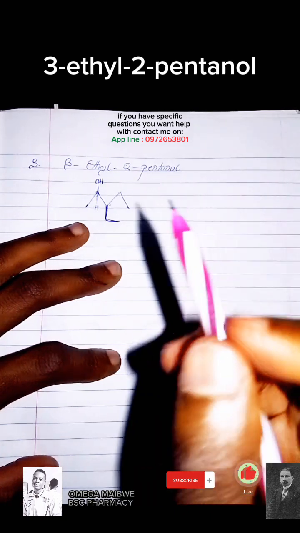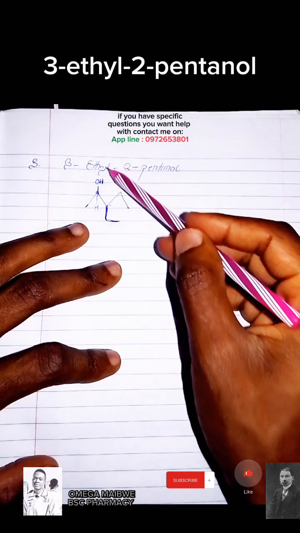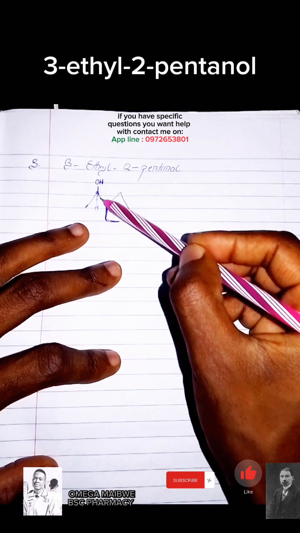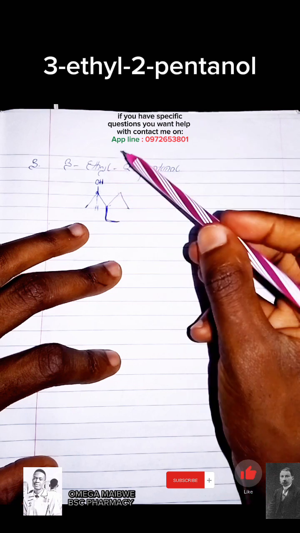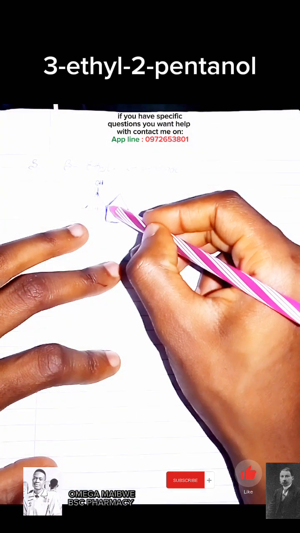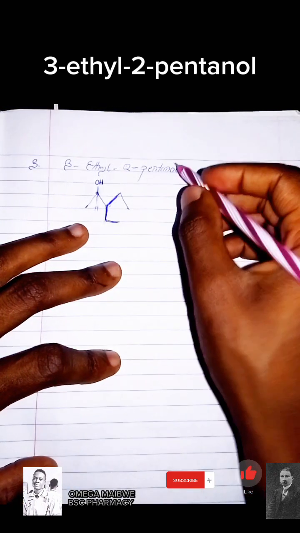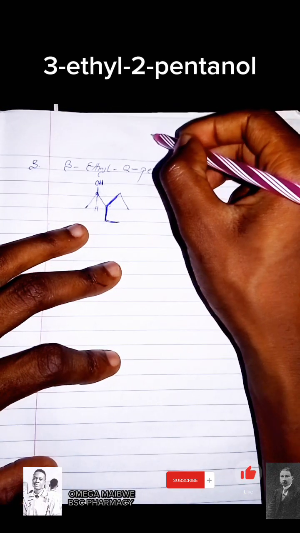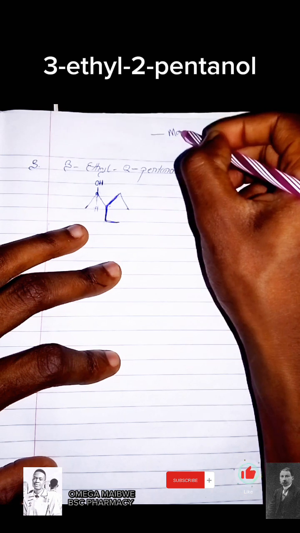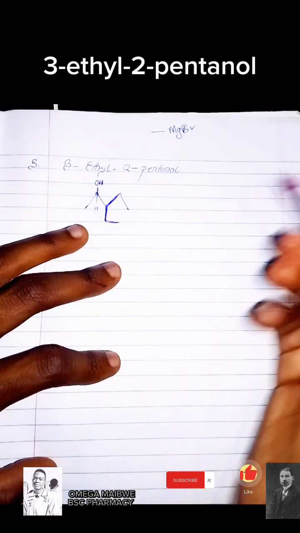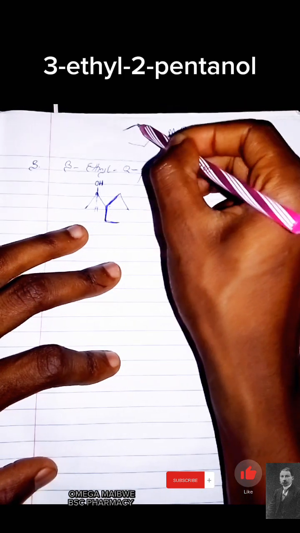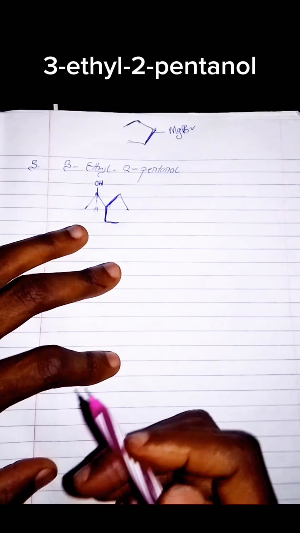Let me add clarity as to why you can't just cut. If this was the center and I decided to cut like this, then I would have to add this entire group using our Grignard reagent. So the Grignard reagent would have to look like that, magnesium, bromine, like that. To be honest with you, I've never seen such a Grignard reagent.